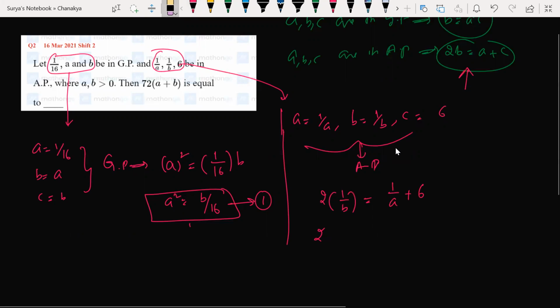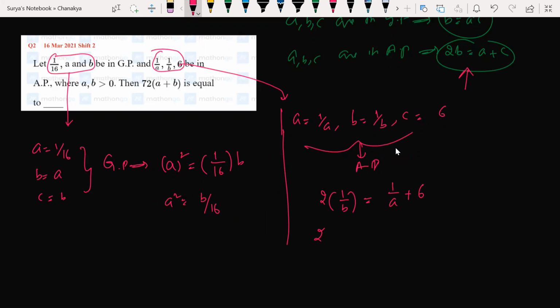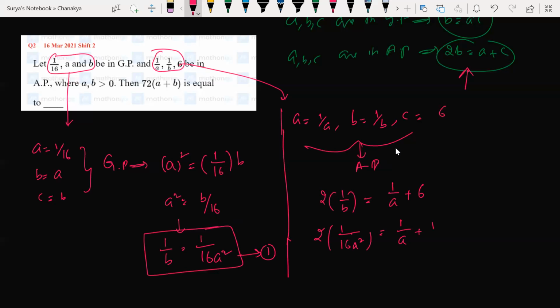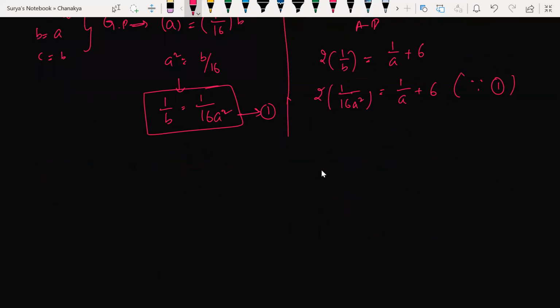Here from this, let us take this as equation number 1. From this, we'll find out 1/b value. What is 1/b value from this? 1/b is equal to 1/16 a square, correct? So 1/b, I can substitute here now. 1/16 a square is equal to 1/a plus 6. So why did you substitute? Tell me here. So that the entire equation becomes in terms of a, which makes my calculation easy now.